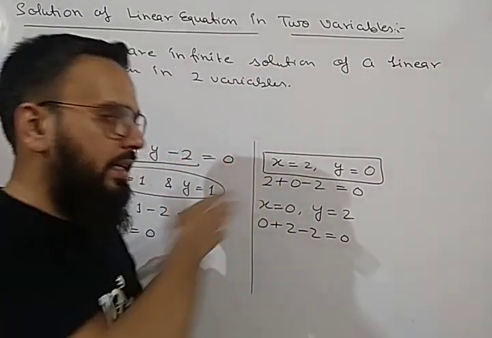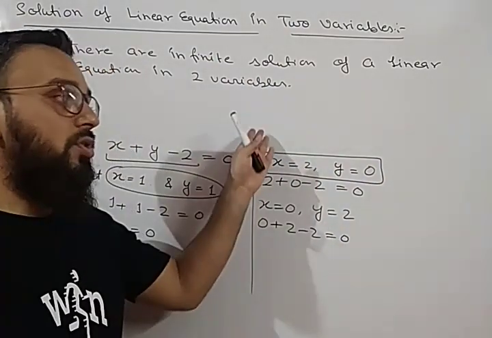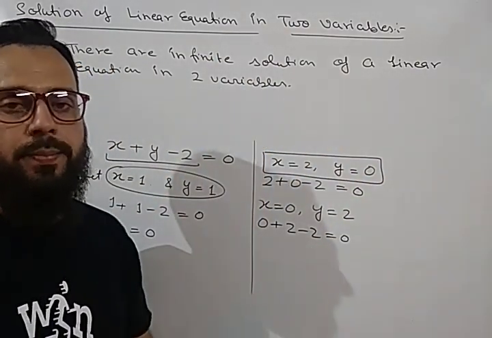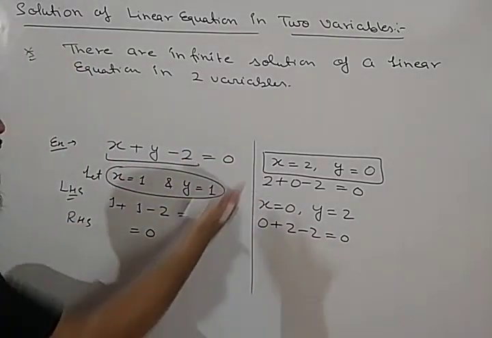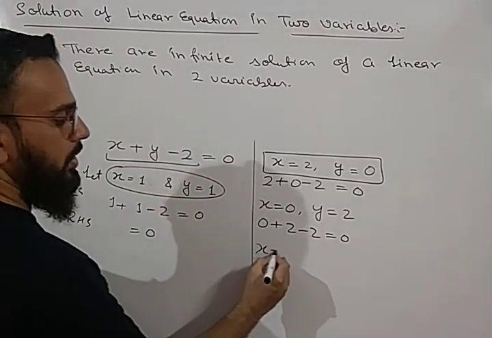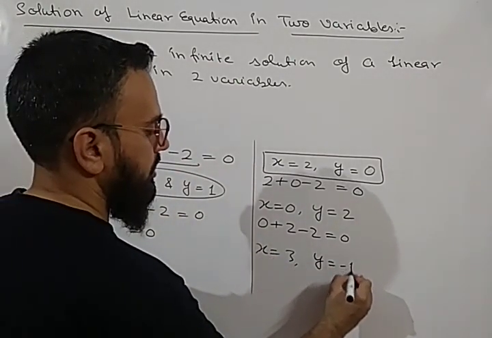Okay, we will discuss later on how to find the solution. We can get different solutions, and those different solutions may be infinite in number. We have taken just an example. You can find some more solutions also. If we take x is equal to 3, then the value of y will be equal to -1.